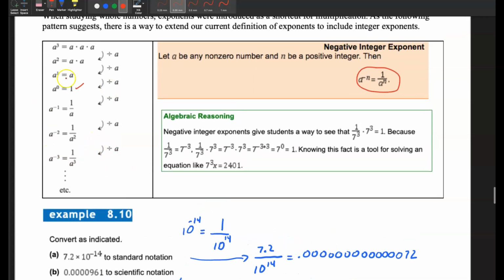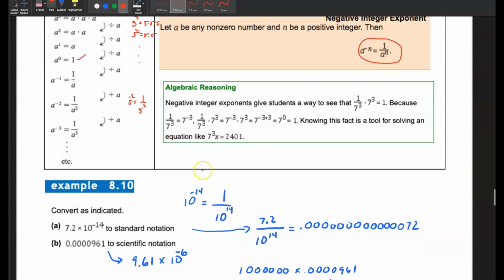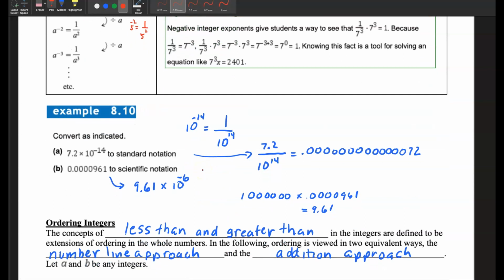And so this becomes our pattern. If you just try numbers, 5 to the power of 3 equals 5 times 5 times 5. What is 5 squared equal to? 5 times 5. If you generate that pattern, you'll get down to 5 to the -2 is 1 over 5 squared, or 1 over 25. So think about that there.